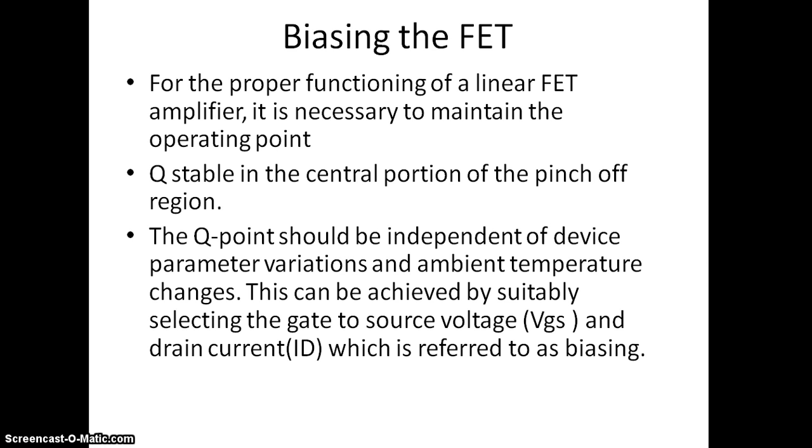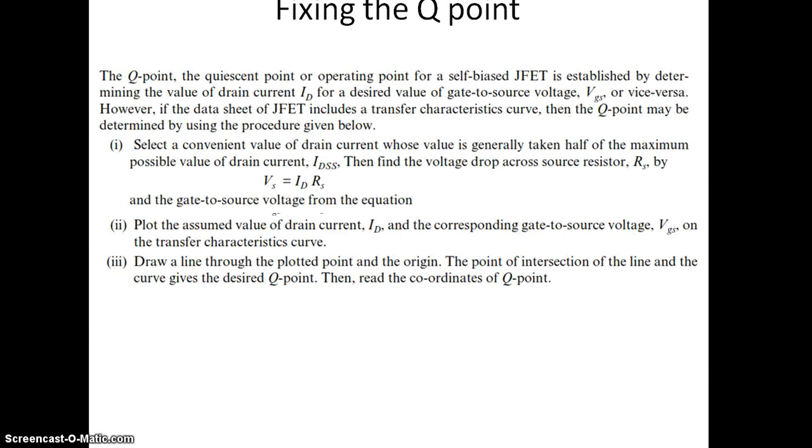For the BJT we selected VCEQ and ICQ. Here we have to select the gate to source voltage VGS and the drain current ID, which is referred to as biasing. Fixing the Q point: how will you fix the Q point? Select a convenient value of drain current whose value is generally taken as half of the maximum IDSS. So the maximum drain current, that is the drain saturation current IDSS, is taken, and half of that value is taken. So that value of drain current is fixed at the Q point.